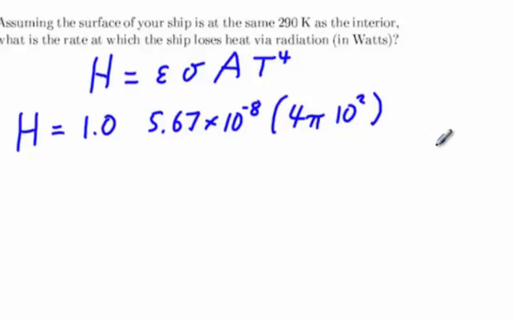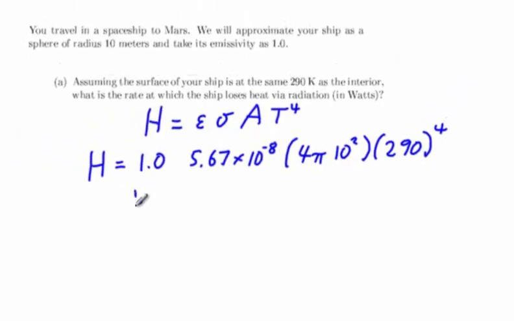Finally, looking at the temperature formula, we recognize that this is not a delta T relationship. The T stands alone. And for this reason, we must use the T in Kelvin, and we've fortunately been given this already as 290 Kelvin. Plugging in all of these numbers, we find that the rate at which heat is leaving your ship via radiation is 504,000 watts.